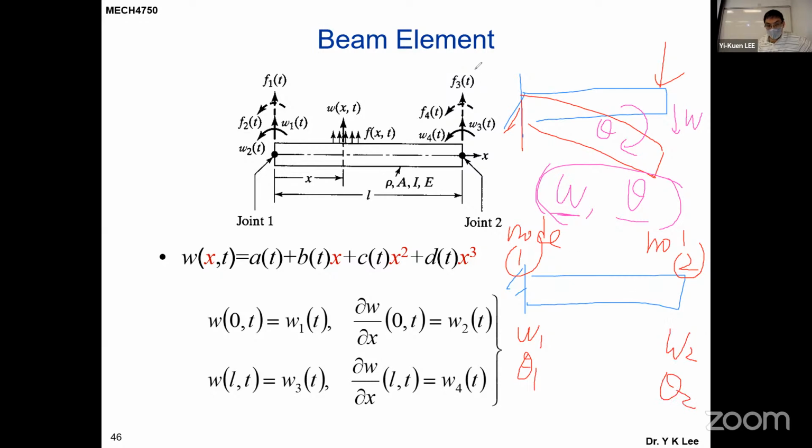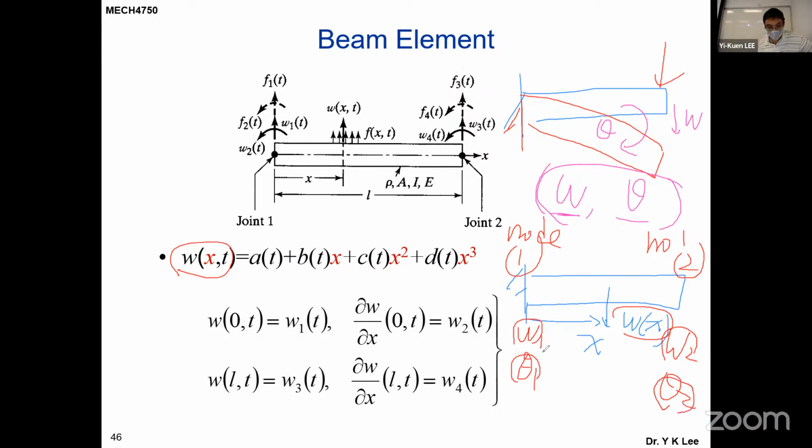And then for any displacement in between, the displacement W as a function of X will be what? A linear combination of these four generalized nodal displacements. So that is the thing. Here I show you the real thing. In this case, this W here is a linear combination of these 1, 2, 3, 4 generalized nodal displacements.